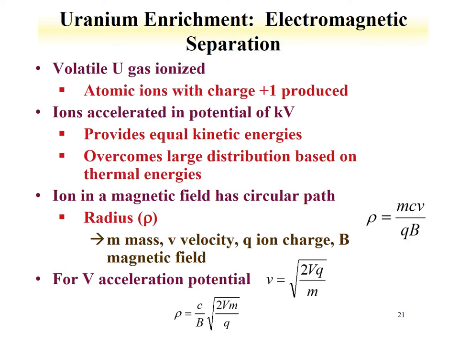We'll explore some routes that exploit this volatile behavior of uranium hexafluoride for enrichment. The first example of enrichment is a rather straightforward system relying upon electromagnetic separation. Fundamentally, this is what's used in a mass spec. Ions are accelerated in a potential. They have the same kinetic energy. If they have the same energy, and their masses are different, their velocities will be different. If these ions are in a magnetic field, they'll have a radius listed here. This radius is a function of mass, velocity, the charge, and the magnetic field. So we can see that the radius is equal to those components shown here.